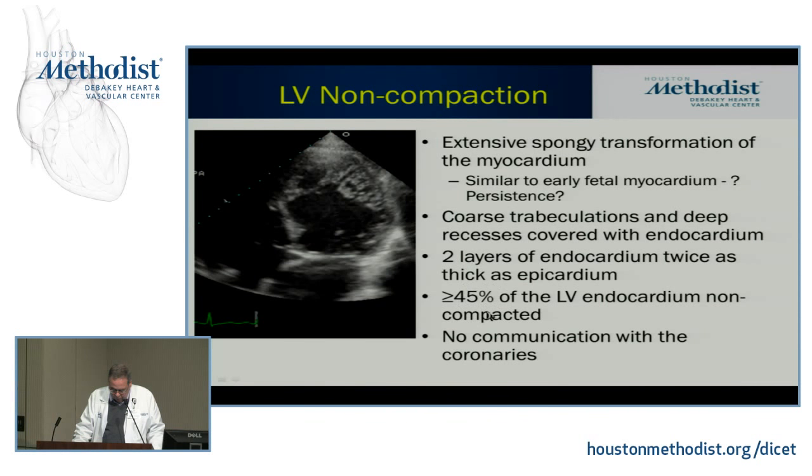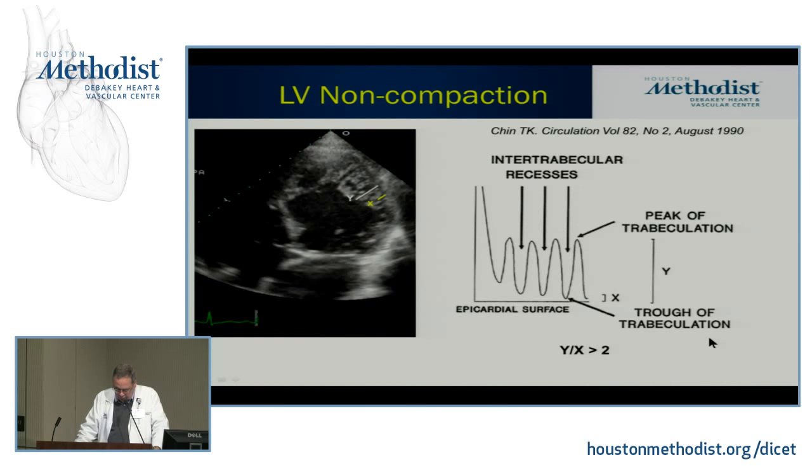Close to half of the LV endocardium is non-compacted, and these trabeculations do not have communication with the coronaries. This comes from an article in Circulation in 1990, where they created criteria: if you look at the total length of a trabecula divided by the endocardial thickness, that ratio has to be more than 2. In this case, it's way more than 2. And again, it's one of those things that most of the time, when you see it, it's quite apparent.